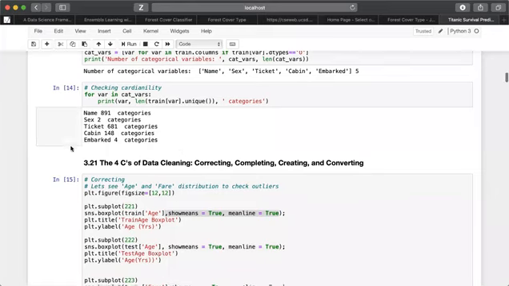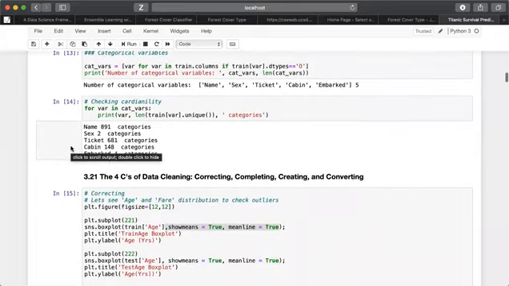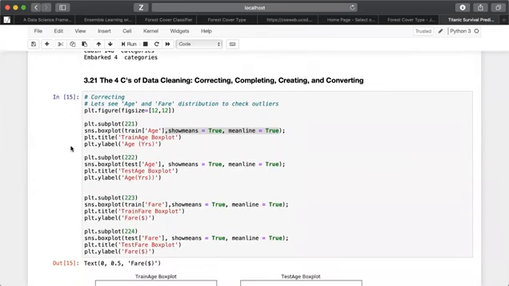So after reading the data and getting the first basic insight into how the data looks, what the missing values are, we have come to the next major step that comprises data cleaning. Now data cleaning comprises 4 major steps. The first is correcting, second is completing. Correcting means that if the data has some values which are out of range or abnormal, then we have to correct the data. Second is completing the data. If it has missing values, then we have to complete the data.